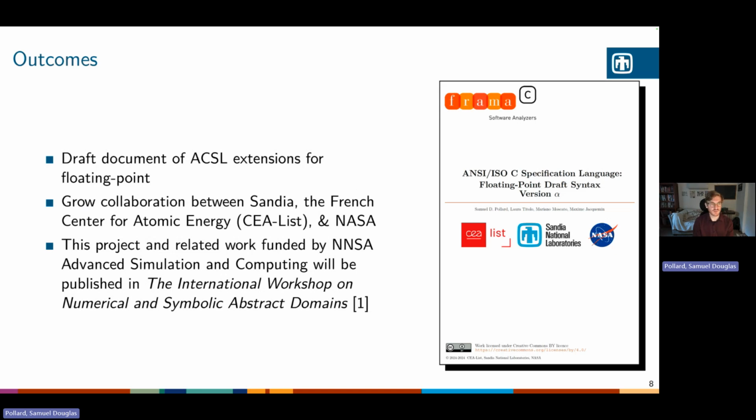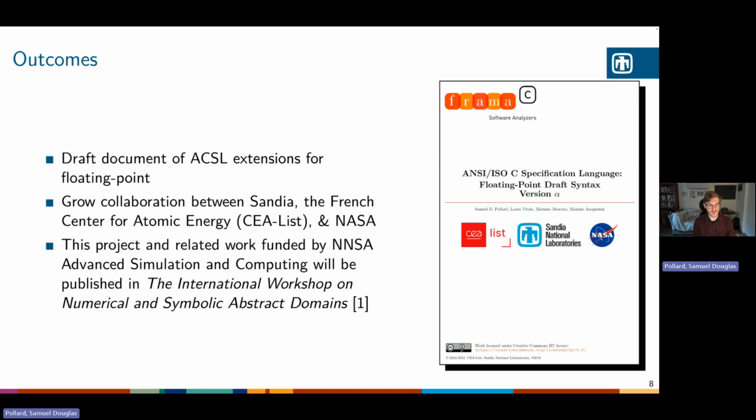So I want to talk about some of the outcomes of this project. It was a short project, but I think there were a couple of really cool outcomes. The first one is this draft document to have a standard of ACSL language extensions that everyone can use and agree on. And I think a result of this was a really cool collaboration between Sandia, the French Center for Atomic Energy, CEA List, and NASA. Because as I was doing this work, I found out that both CEA List and NASA were each developing, as well as myself, automated reasoning tools, and they all look slightly different. So we want to agree on this so we can share our work.